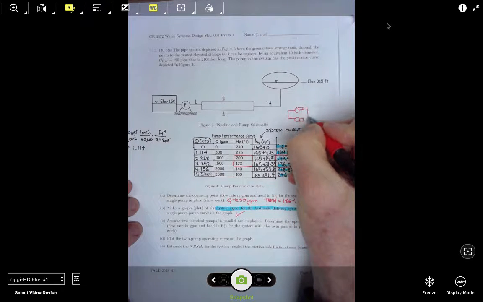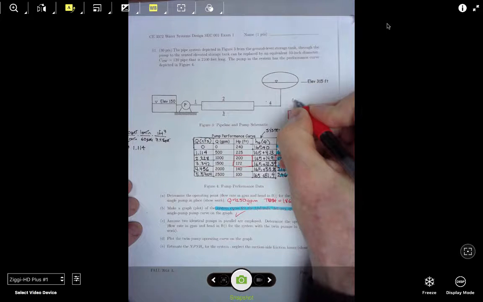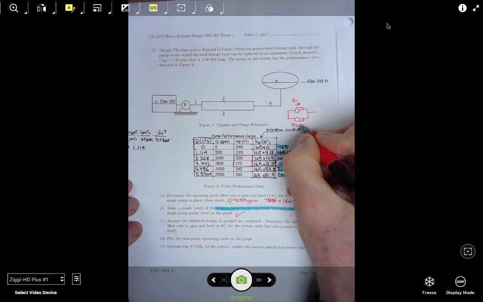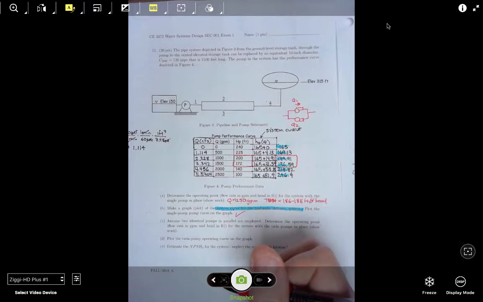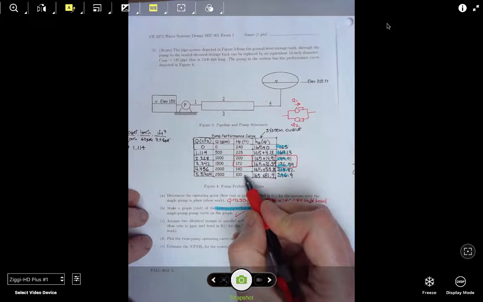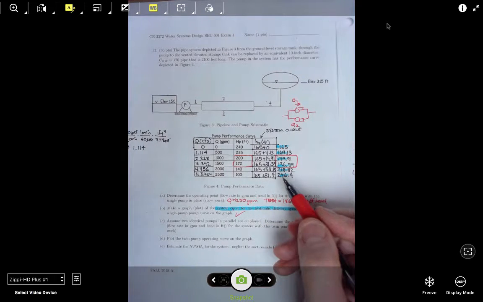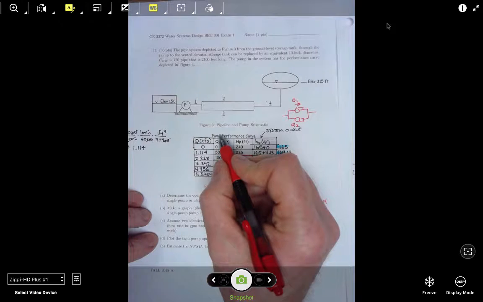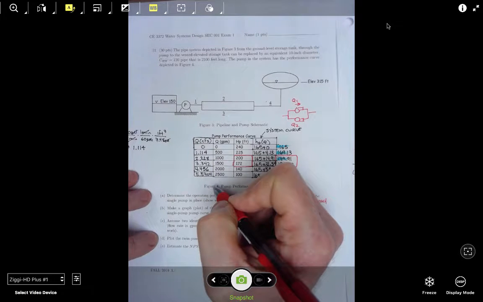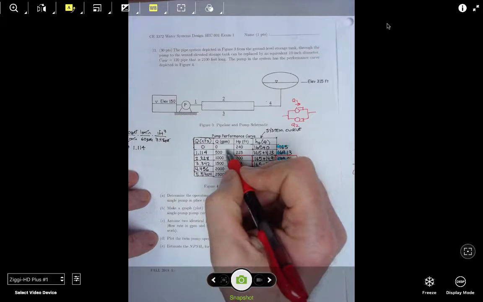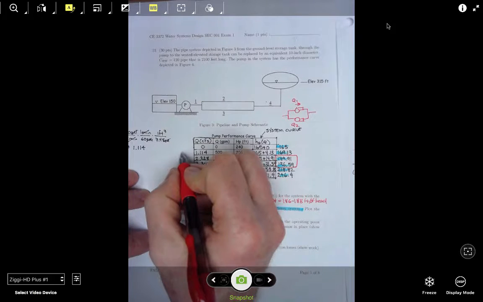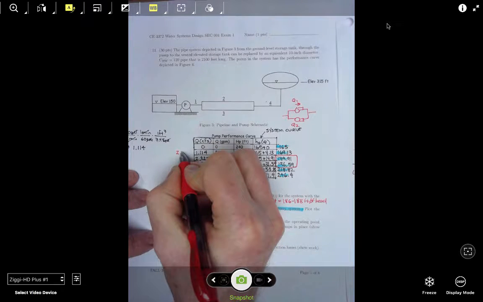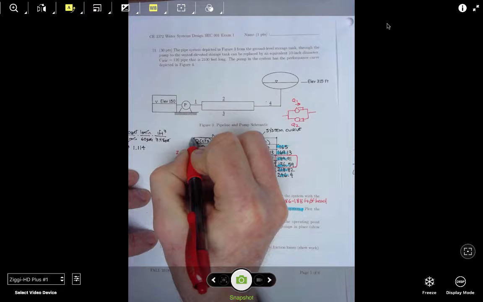So this column doesn't change. System curve doesn't change. It can't change. What changes now is the provided pump rate. Essentially everything doubles. So this one's going to be 2.228. So this is Q parallel CFS.